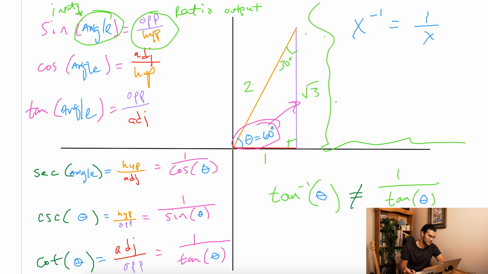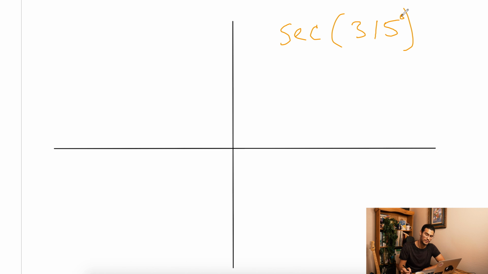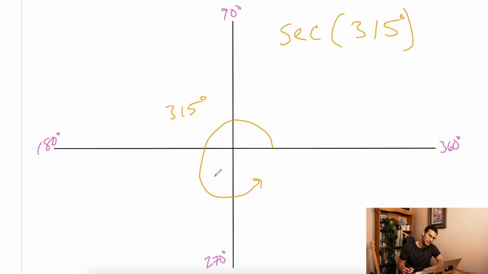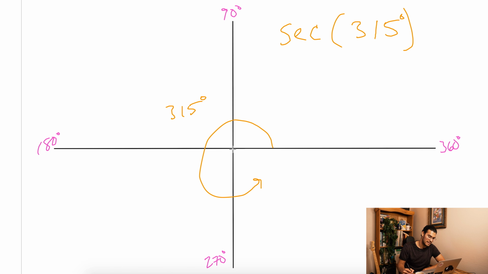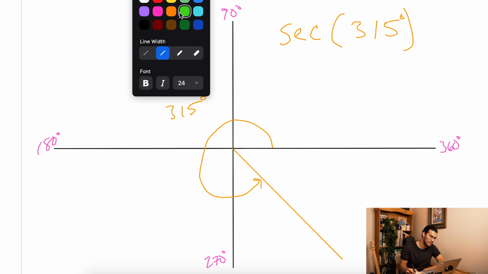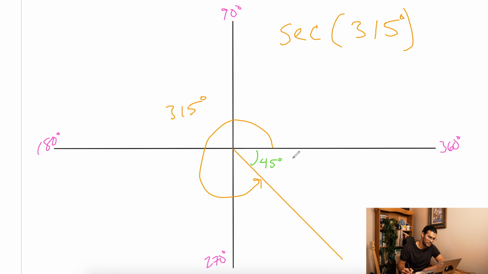Okay, let's get a bit of practice. Let's say I wanted you to tell me what is the secant of 315 degrees. Step 1, like always, find where 315 degrees is. If we know 90, 180, 270, and 360, we know 315 has to be somewhere in quadrant 4. And as a matter of fact, we can do some math and see that 315 is 45 degrees less than 360. So this angle in here that we would draw is 45 degrees.